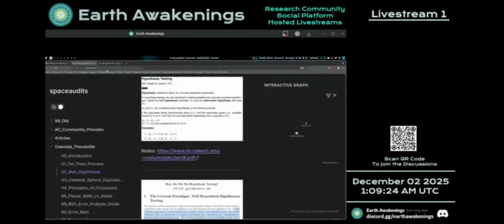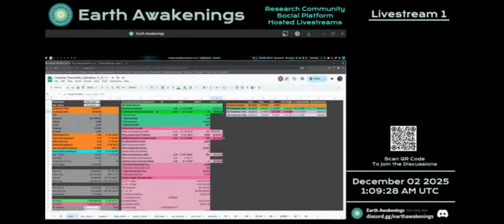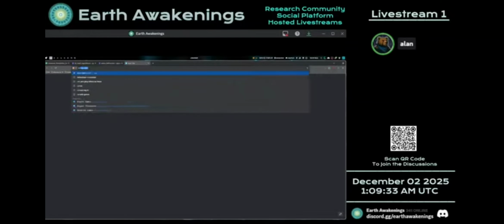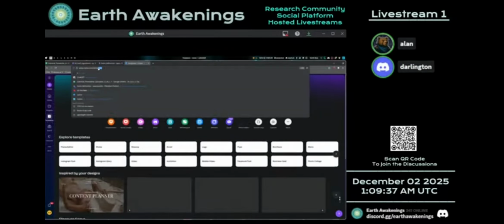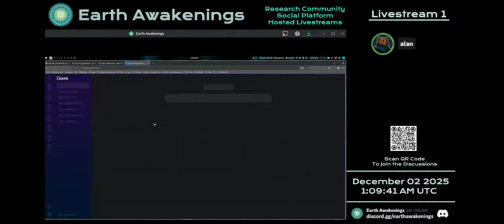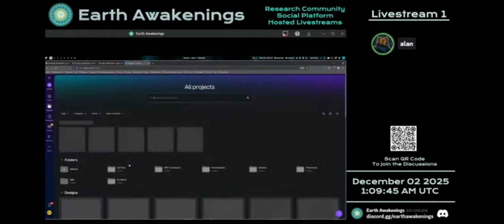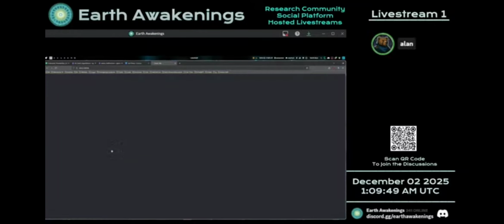All right, so with that said, here we have 2 different timings that will be possible for eclipses. Let me bring up my Canva here so we can see. It's templates, I need projects. All right, projects. Astro refraction.